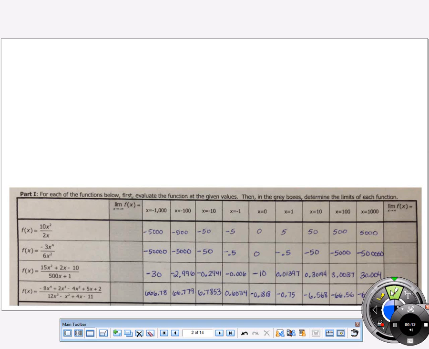So basically, if someone took this function and plugged it into the calculator, and then let's say they plugged in negative 1,000 for x, this is what they got for y. When they plugged in negative 100 for x, this is what they got for y. Okay? So I used really small numbers. Negative 1,000 is really small. Okay? I used kind of ordinary numbers to 0, and then I started plugging in bigger numbers and a really large number, like positive 1,000.